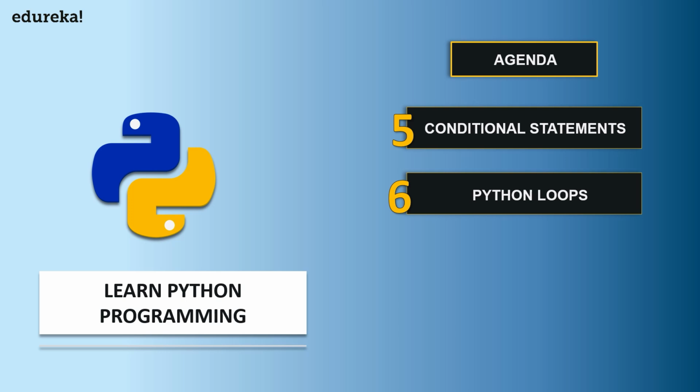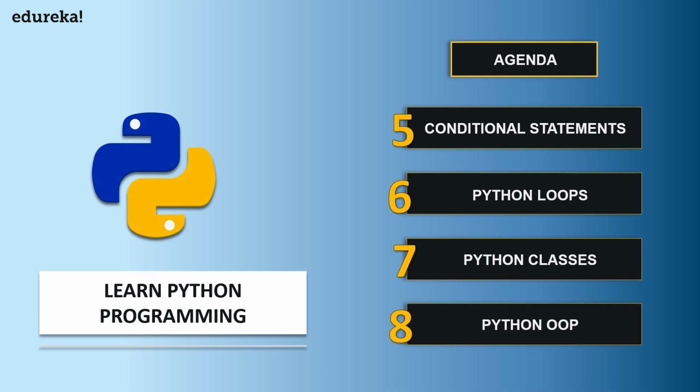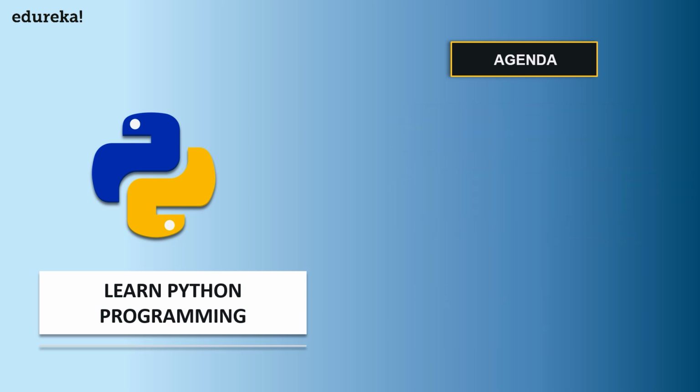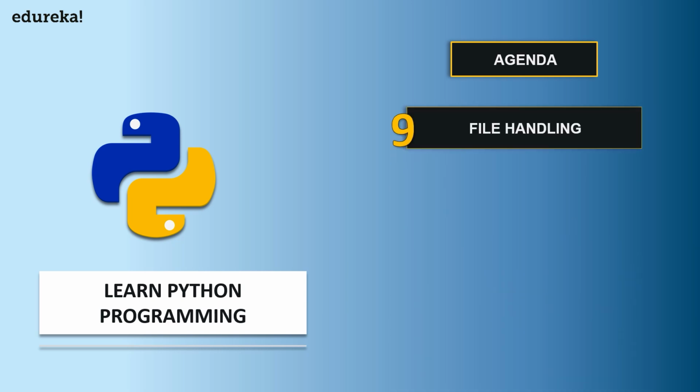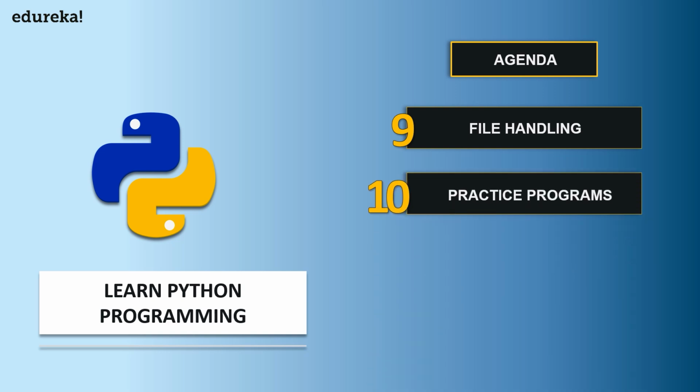Moving on, we'll have some intermediate to advanced topics. So Module 7 discusses Python classes and its functionalities. And Module 8 talks about object-oriented programming in Python. Next, we have file handling, which is a crucial part of any web application. And finally, we have some basic, intermediate, and advanced practice programs which will help you get hands-on experience in Python. With this, I come to the end of my agenda.